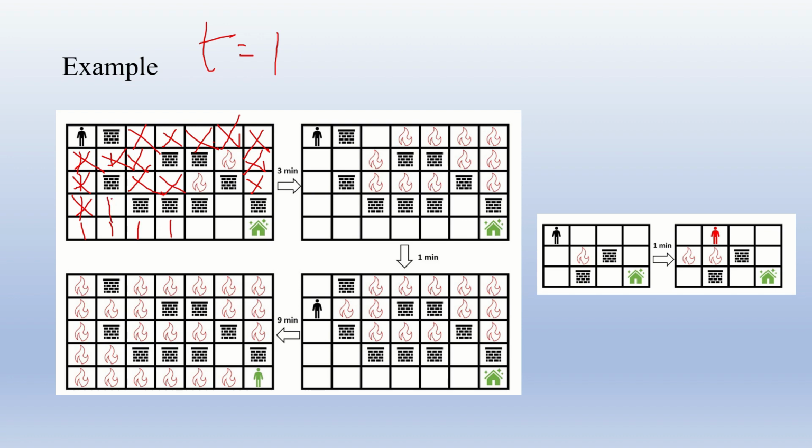The person also moves to here. These cells are fired. At the next move, this cell is fired. At the next move, this cell is fired. At the next move, the person can either move here or here. This is fired. The person reached the safe house.